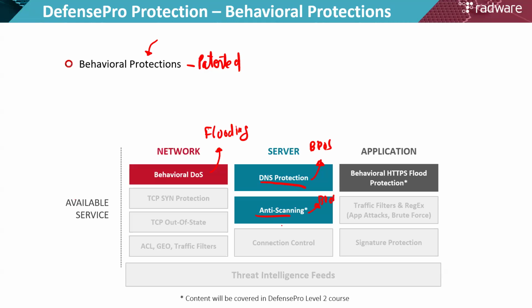So why do hackers make use of scanning? With the help of scanning, they can come to know which port numbers are currently open on the backend, and based on that, they will craft their attacks to target those open ports. That's where anti-scanning helps you, and the BDoS engine is used to protect you against those scanning activities. The behavioral engine is also used under HTTPS flood protection. So this is where you will use the behavioral protection module.